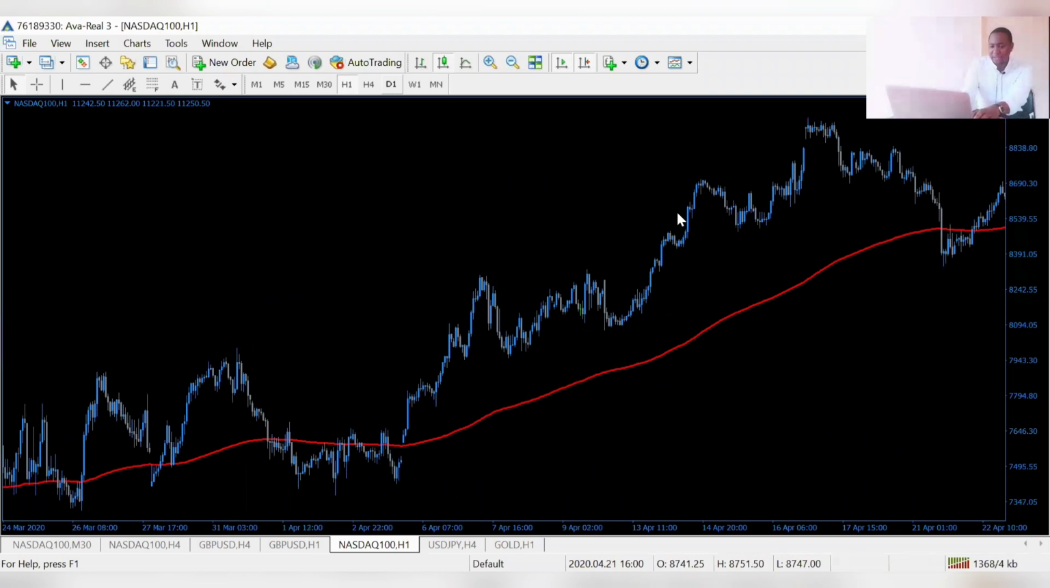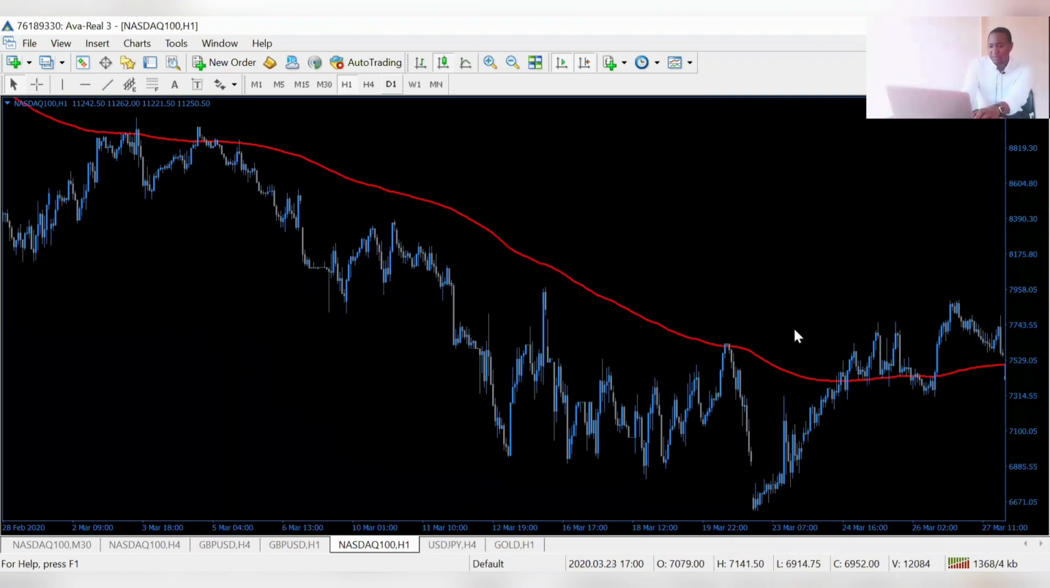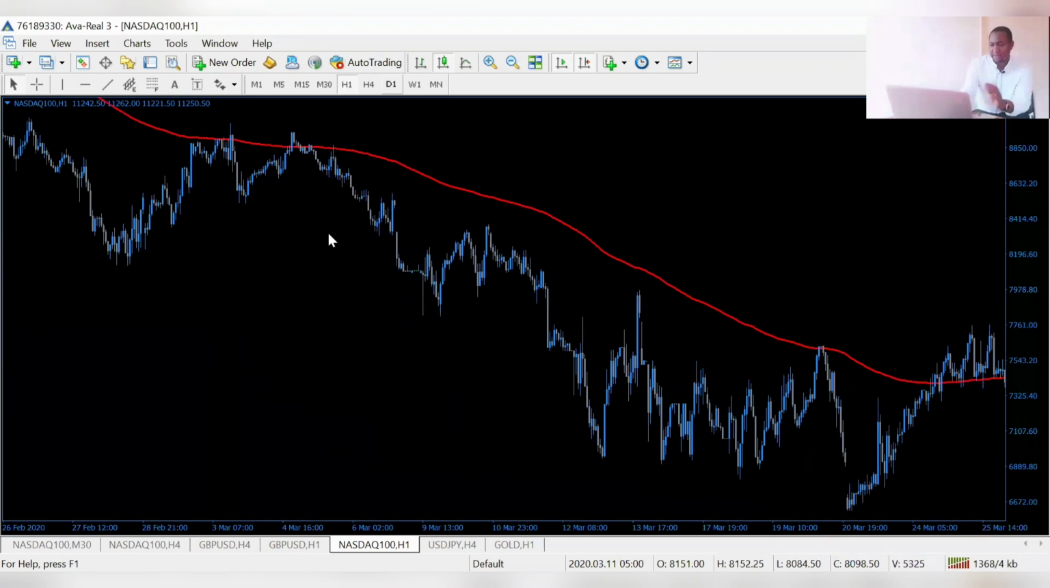Let's see if we can spot. Oh, there we go, there are our sells right here. Look at that, when the exponential moving average acted as a resistance. The market spiked into the 200 EMA and sold. It gave us a bearish engulfing pattern right at the moving average and it sold. It gave us a shooting star, it sold.